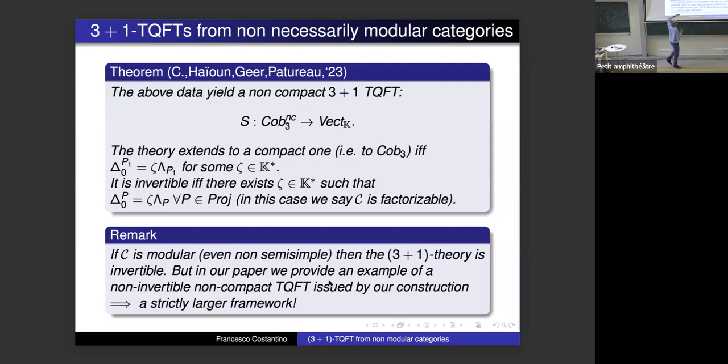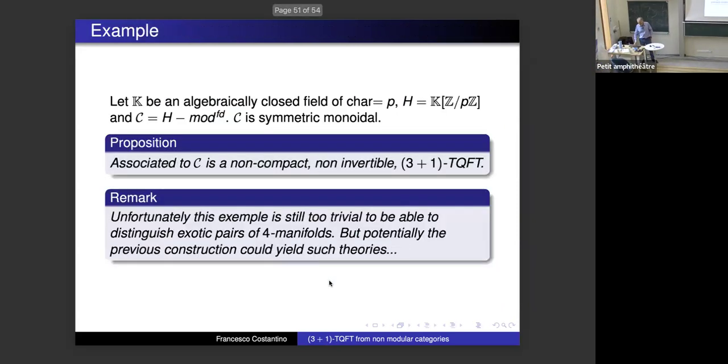You can even ask more. You can ask that the same morphism is the same scalar times the cutting morphism for every projective, and that's what we call the factorizable case, because it does indeed coincide with the factorizable for the modular categories in the standard sense. And in this factorizable case, the theory is invertible, but we have examples where the theory is not invertible, so it is strictly beyond the modular case.